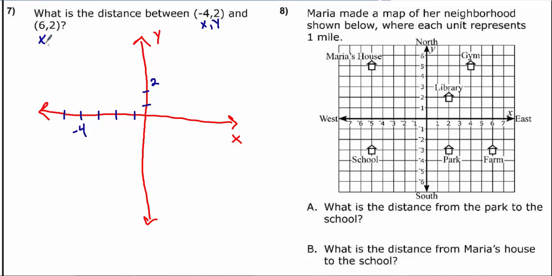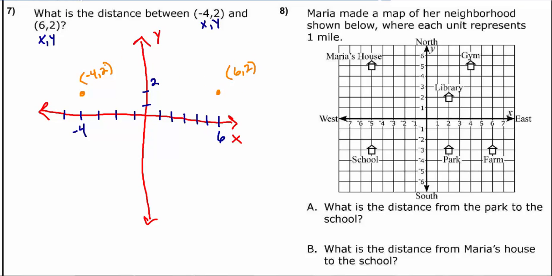Second point, also x, then y. So I have 6. 1, 2, 3, 4, 5, 6 on the x. And again, 2 on the y. Now I'm going to figure out where those points would be. So here is the point. Negative 4, 2. Negative 4 on the x, 2 on the y. Here is the point. 6, 2. 6 on the x, 2 on the y.